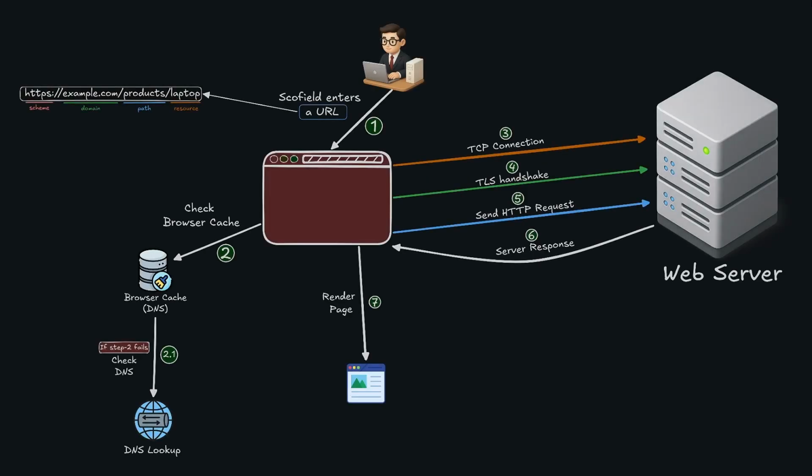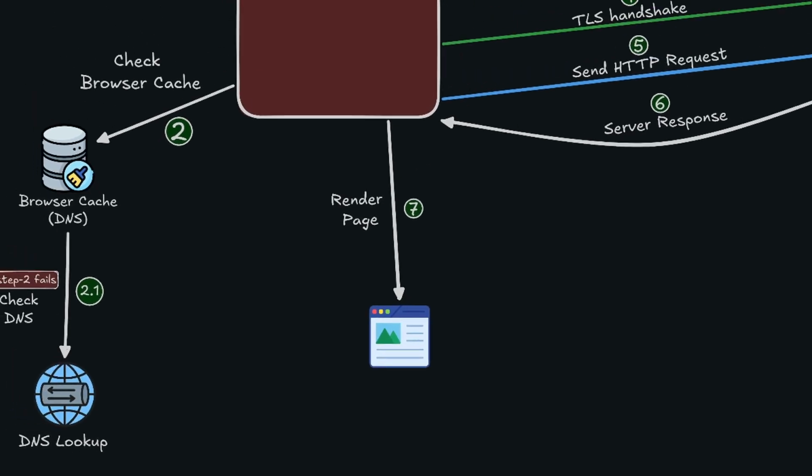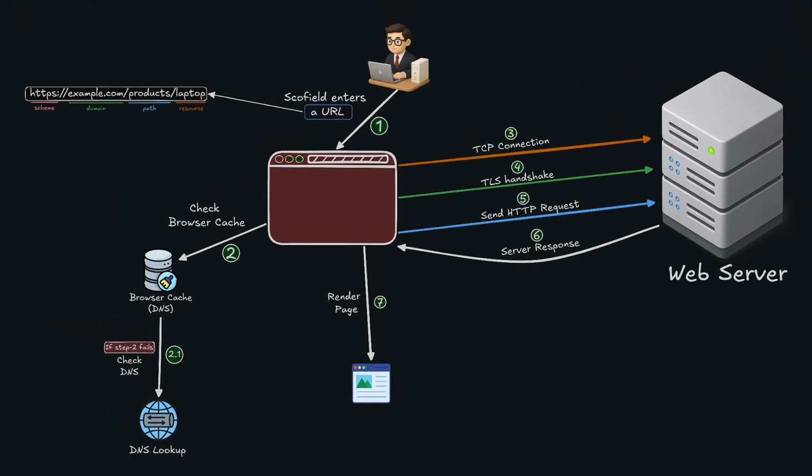Finally, we reach step 7, render the page. Your browser receives this data and starts building the page. It reads the code and paints the web page on your screen. And just like that, the page appears and you can now see the laptop. All of this happens in just a few milliseconds. And that is what happens every time you type a URL into your browser.